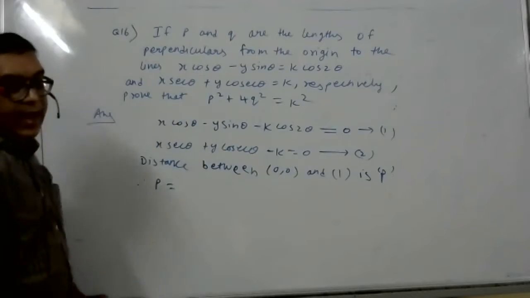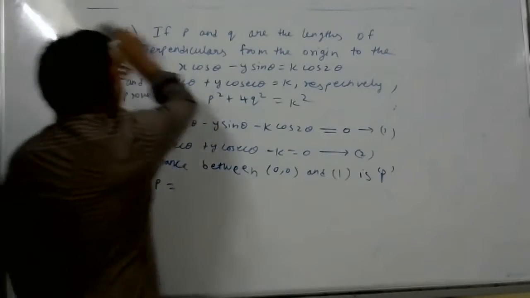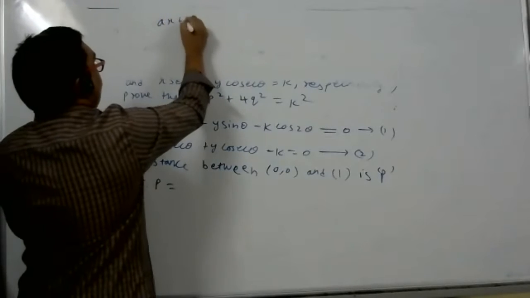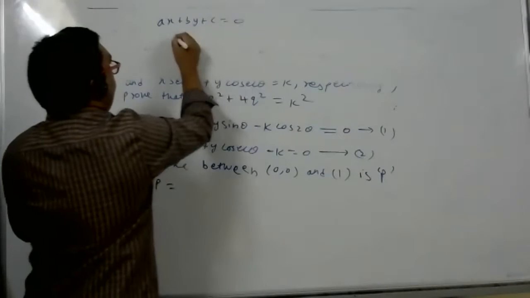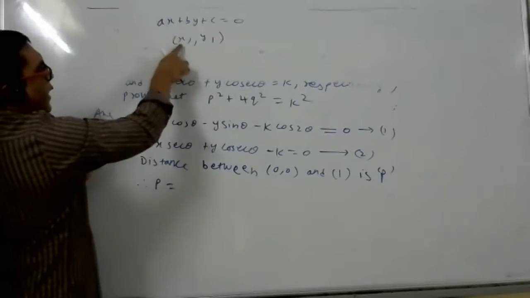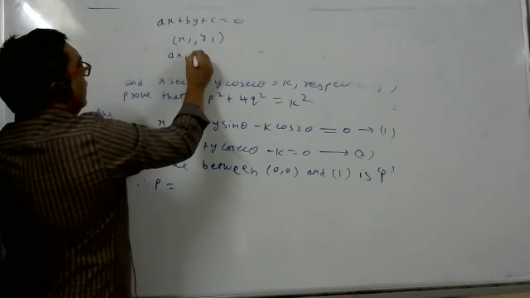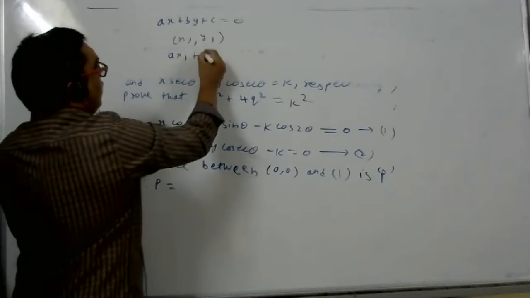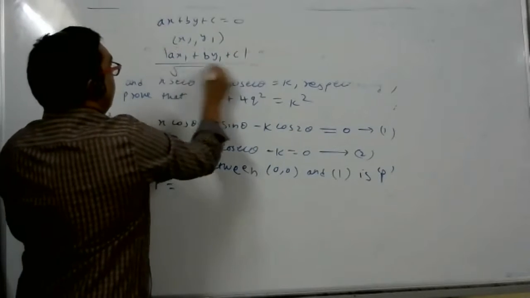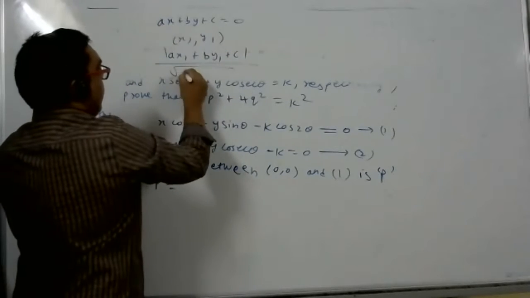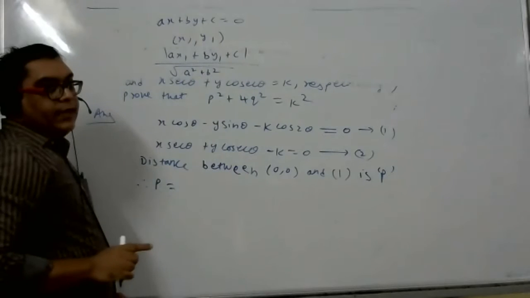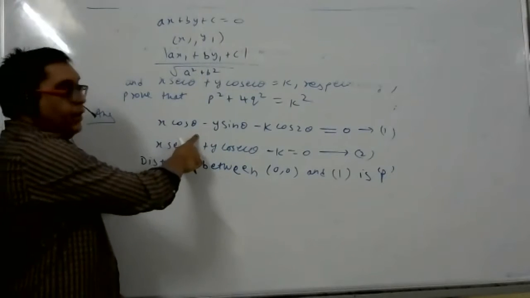Actually, the formula is, I'll tell you how the formula is. Mod of AX1 plus BY1 plus C. If the line is AX plus BY plus C is 0, and the point is (X1, Y1), then in the place of X write the X coordinate, AX1, plus in the place of Y put the Y coordinate, BY1, plus C, by square root of the X coefficient and Y coefficient, A square plus B square. Based on that logic, let us find the distance of the first line from the origin.